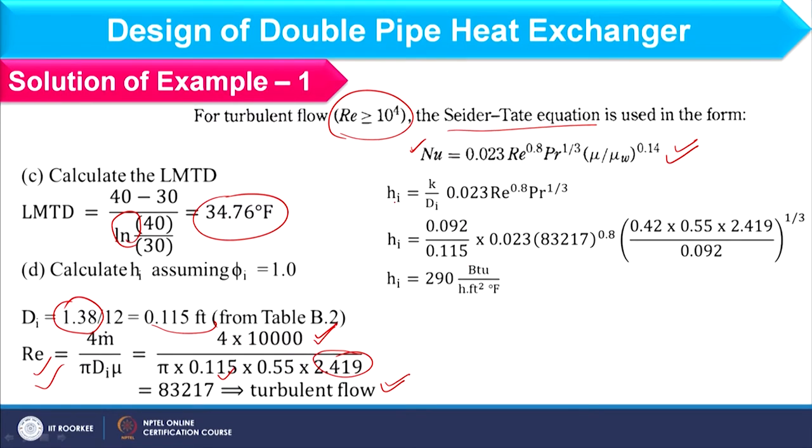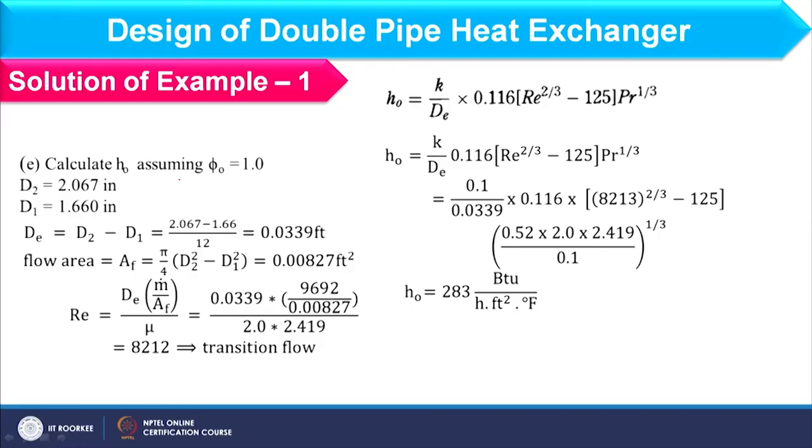So, simply you can calculate, considering this equation, the heat transfer coefficient value, and that comes as 290 BTU per hour feet square degree Fahrenheit. Okay, Prandtl number you can calculate because you already know the properties. Now, here what we have considered? We have considered the heat transfer coefficient value without viscosity correction factor, fine, because I am not focusing on psi value right now, that I have assumed as 1. So, here I am having the value of HI.